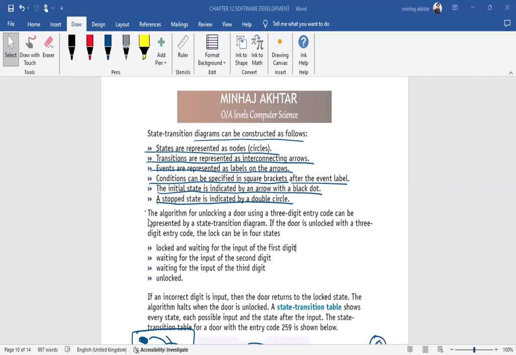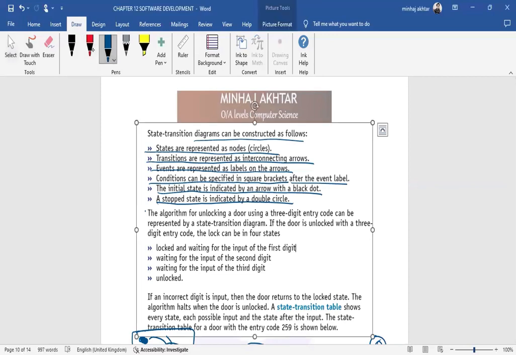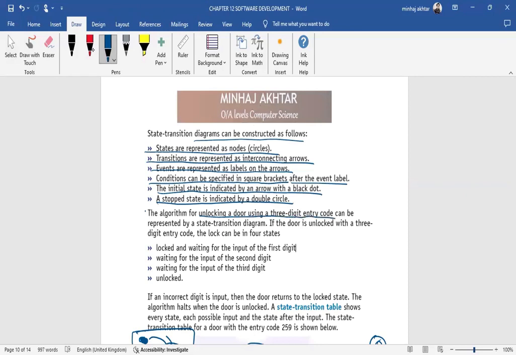Now, the algorithm for unlocking a door using a 3-digit entry code can be represented by a state transition diagram. So guys, now we are going to take an algorithm. In that algorithm, we have a 3-digit code, right? That code is being represented by a state transition diagram. If the door is unlocked with a 3-digit entry code, the lock can be in 4 states. How? We have a 3-digit code, let's suppose 1, 2, 3. 3 digits will be entered, and they are saying the lock can be in 4 states.